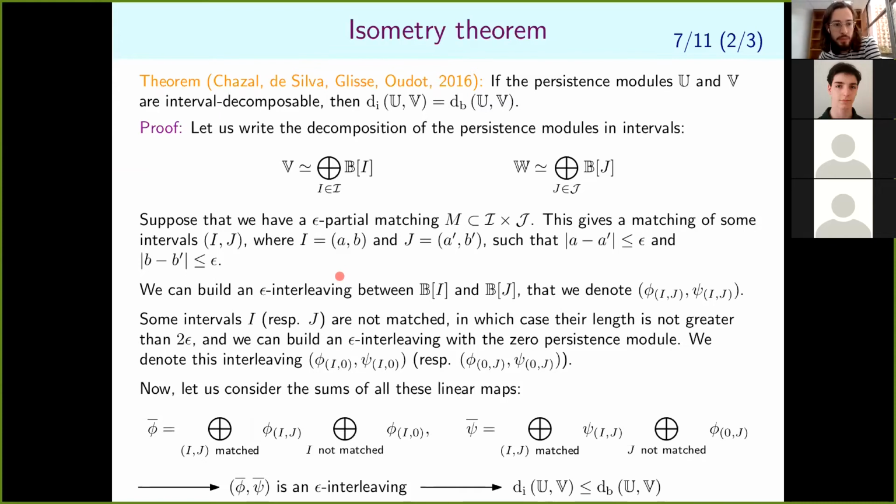So how do I do that? First, remark that this partial matching either matches bars of the first barcode with bars of the other barcode, or it matches bars with their midpoint. First, consider bars that are matched between the two barcodes. What we know is that, as this is an epsilon matching, the endpoints of the bars must differ at most by epsilon. Okay. A minus A prime lower than epsilon, and same for B.